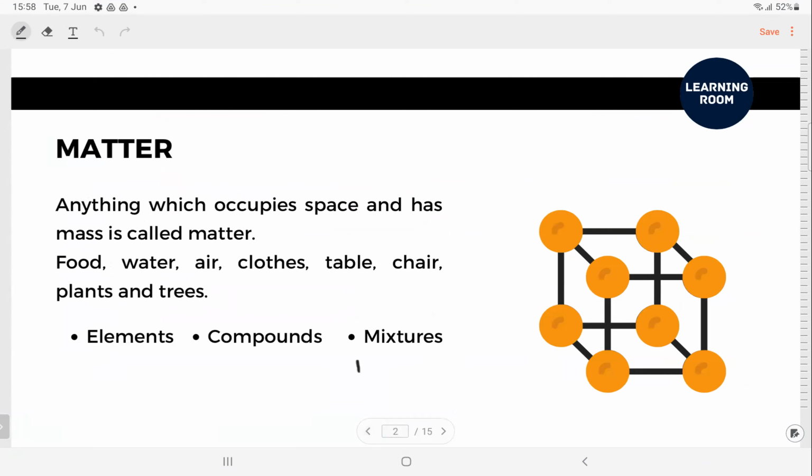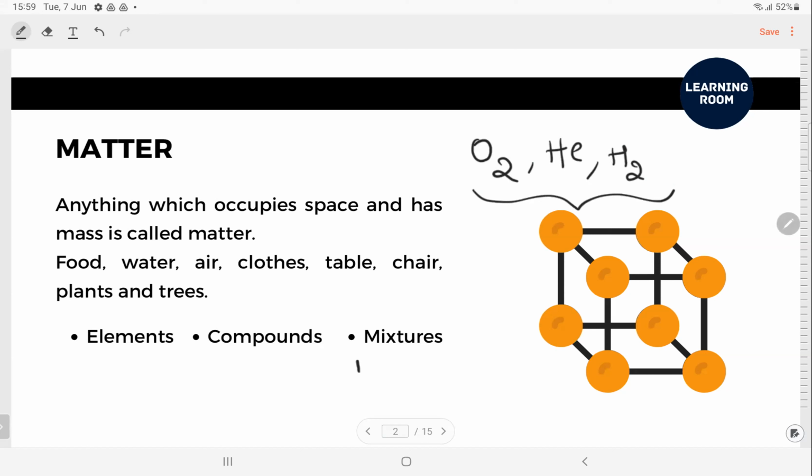Okay, so here there is one more thing. Elements, compounds, mixtures, everything is a sort of matter. What is an element? Very good. A substance that is made up of one type of atom. For example, O2, oxygen. He, helium. H2, hydrogen. So these are all elements.